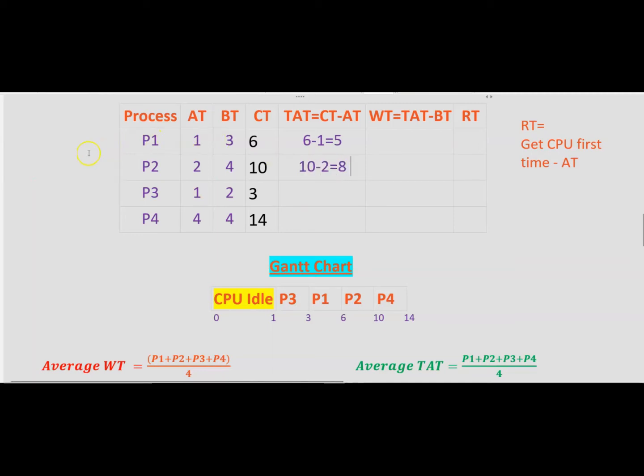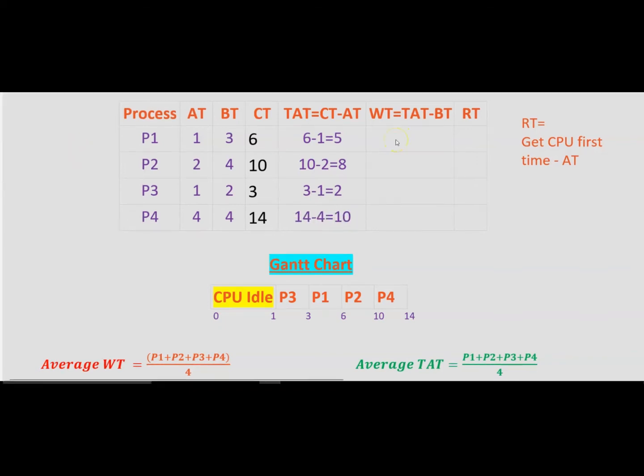Similarly for P3, 3 minus 1, that is equal to 2. And the last, 14 minus 4 is equal to 10. So we got our turnaround time values. In a similar way we can calculate the waiting time also.